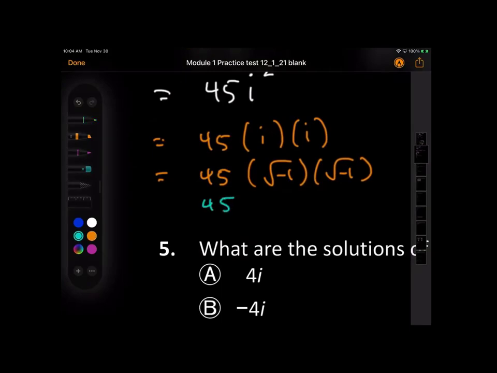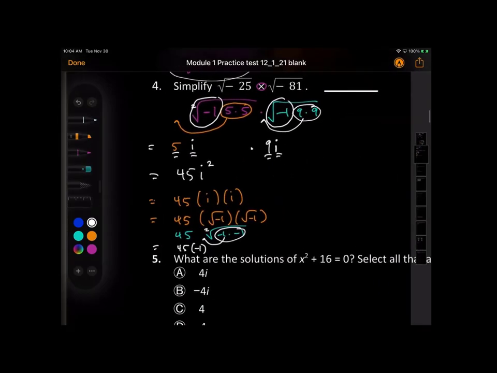And when you're multiplying, you can put them in the same house. Does that make sense? Well, we just did the same thing. You have a pair, so those can come out. So you have 45 times -1, which will be -45. So -45 is your answer for number 4.